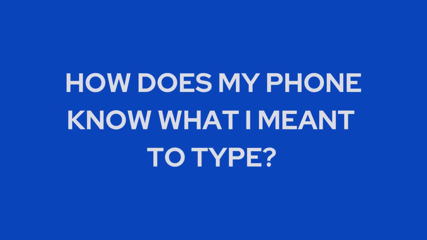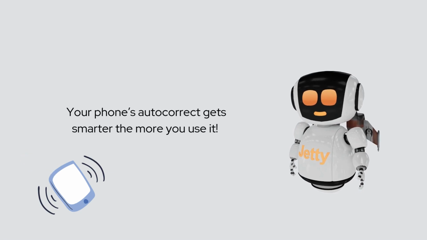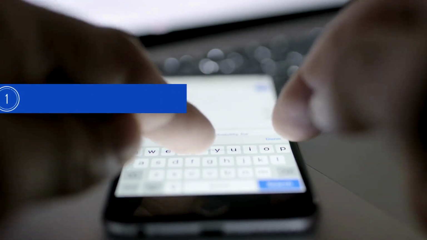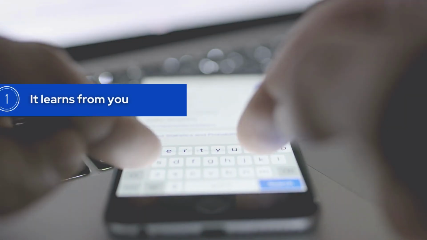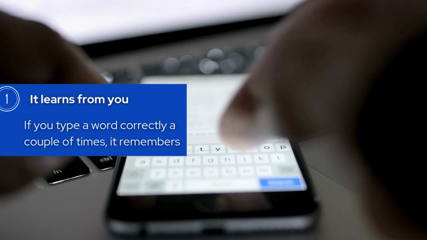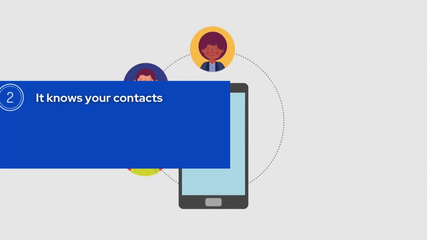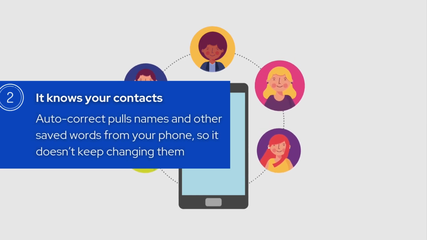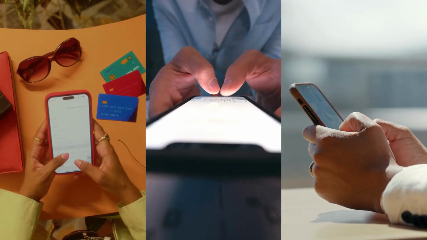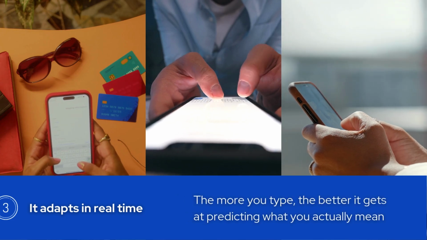How does my phone know what I meant to type? Your phone's AutoCorrect gets smarter the more you use it. It learns from you. If you type a word correctly a couple of times, it remembers, unless it's a banned word, so just accept ducking. It knows your contacts. AutoCorrect pulls names and other saved words from your phone, so it doesn't keep changing them. It adapts in real time. The more you type, the better it gets at predicting what you actually mean.